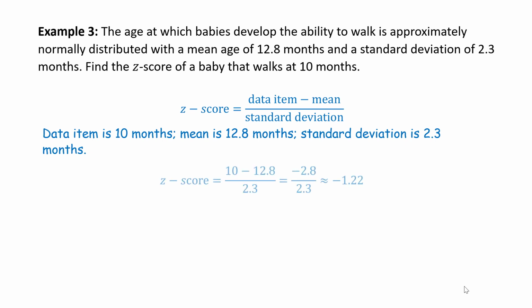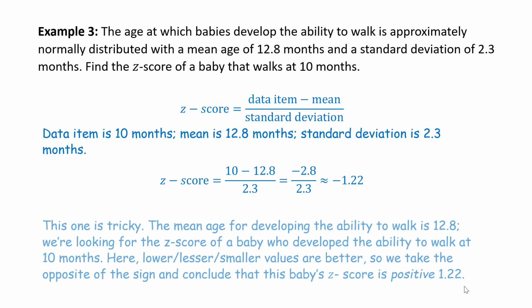So z-score is now equal to 10 for the data item minus 12.8 for the mean divided by 2.3 for the standard deviation. Arithmetic takes us to negative 2.8 divided by 2.3, and that quotient is approximately negative 1.22.